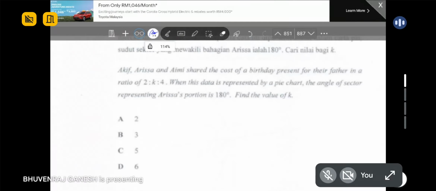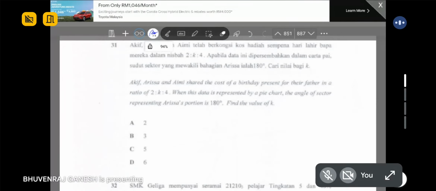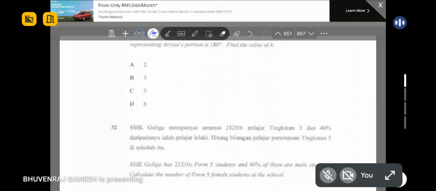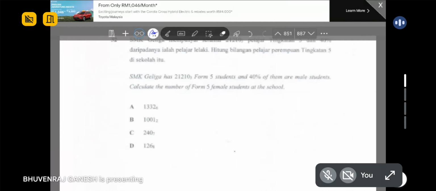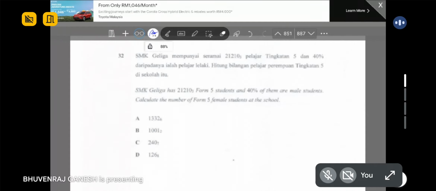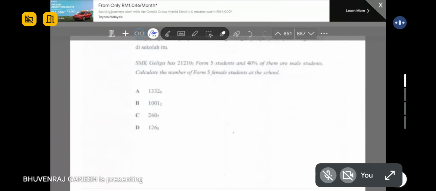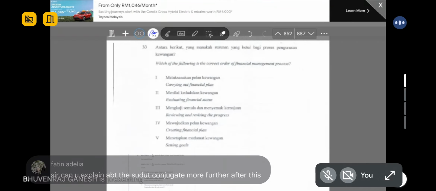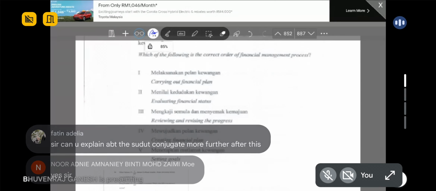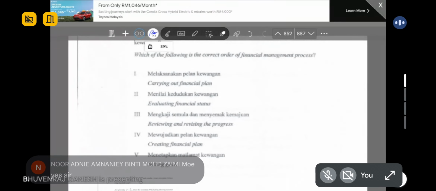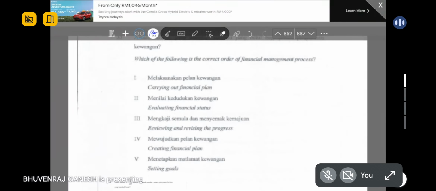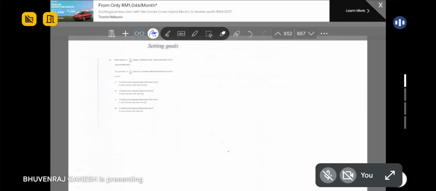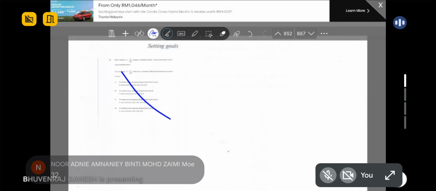Question 31. Okay, so anyone? 31? Tak ada? Don't have. Okay, so 32? Tak ada. Don't have. Okay, next one. 33? 33? Can. Sudut conjugate total is 360, guys. That's what you must know. Sudut conjugate is total 360. 33 mana? Tak ada. Okay, 34, 34.